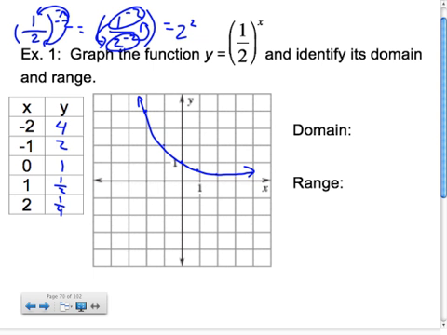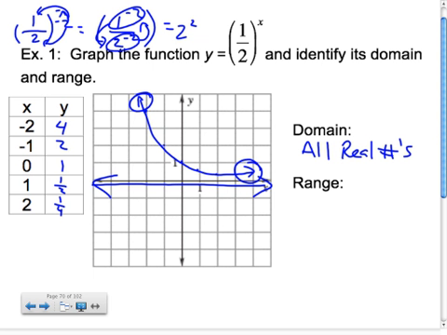Okay, the domain, again, x values. Is there any restriction on the graph going from left to right? The answer to that question is no. This arrow indicates that it's going to continue going to the right, and this arrow indicates it's going to continue going up and left for as far as we can see. So the domain is all real numbers. There's no x value that this function cannot be.